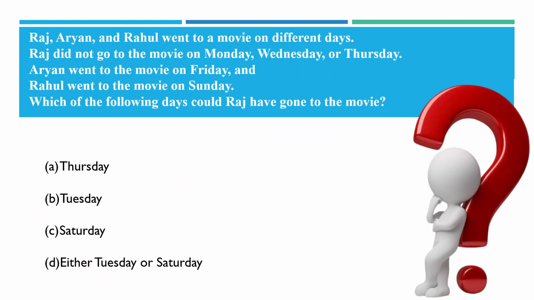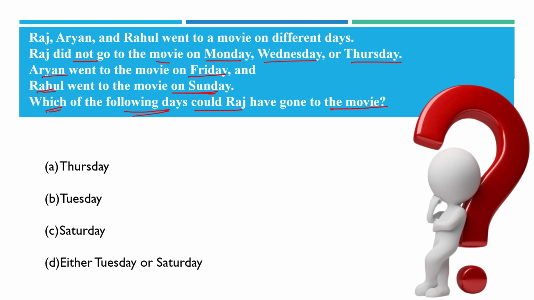The next question is, Raj, Aryan, and Rahul went to a movie on different days. Raj did not go to the movie on Monday, Wednesday, and Thursday. Aryan went to the movie on Friday and Rahul on Sunday. The question is, which of the following days could Raj have gone to the movie?